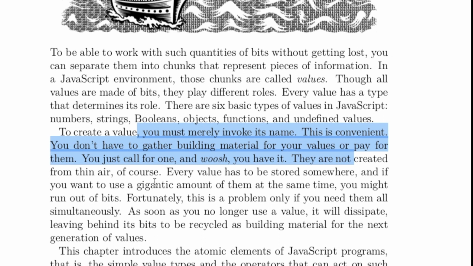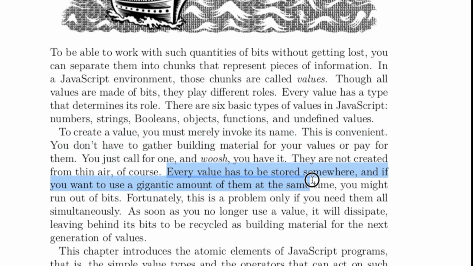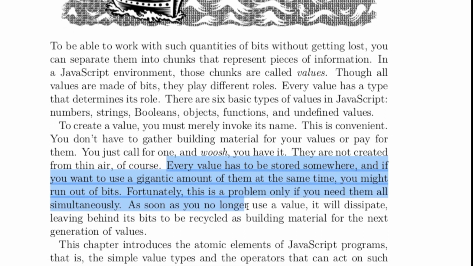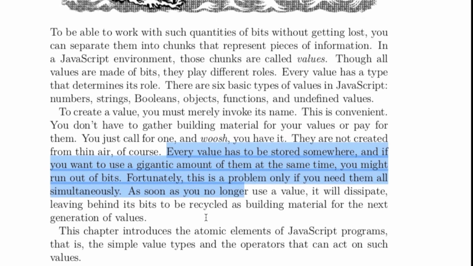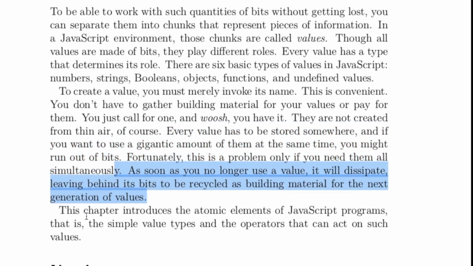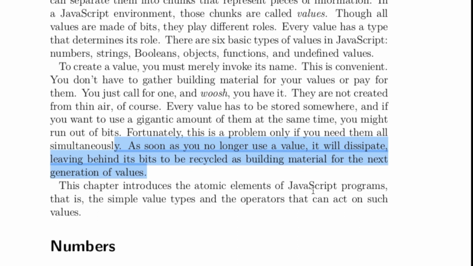They are not created from thin air, of course. Every value has to be stored somewhere, and if you want to use a gigantic amount of them at the same time, you might run out of bits. Fortunately, this is a problem only if you need all of them simultaneously. As soon as you no longer use a value, it will dissipate, leaving behind its bits to be recycled as building material for the next generation of values. This chapter introduces the atomic elements of JavaScript programs, that is, the simple value types and operators that can act on such values.